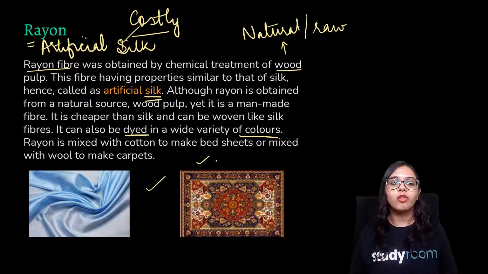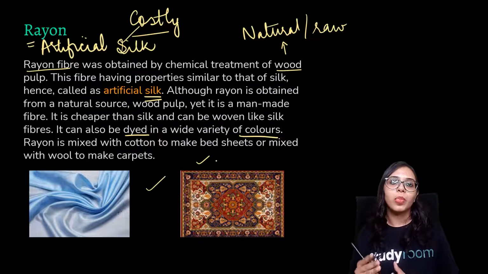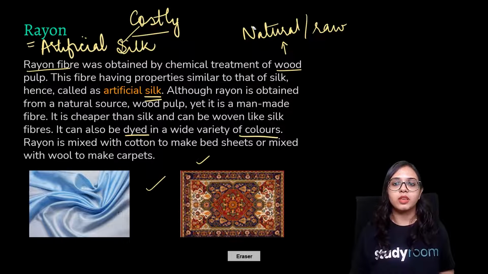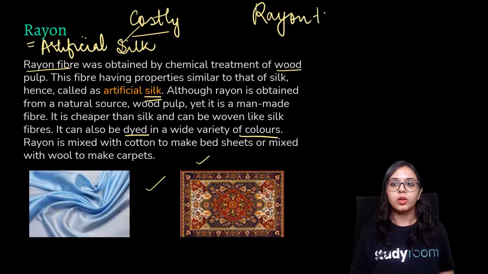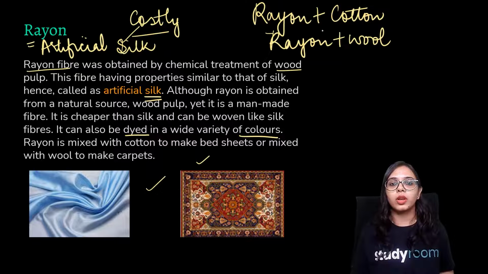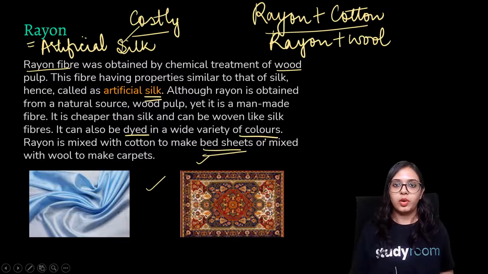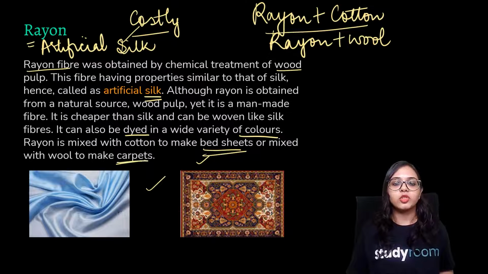Since we have already obtained this product artificially, we can mix and match. We can also mix other kinds of fibers with this fiber, and use the final product for our different uses. So rayon is mixed with cotton, and rayon is also mixed with wool. When you mix rayon with cotton, the product is used for making bed sheets, and when you mix rayon with wool, the product is used to make carpets.